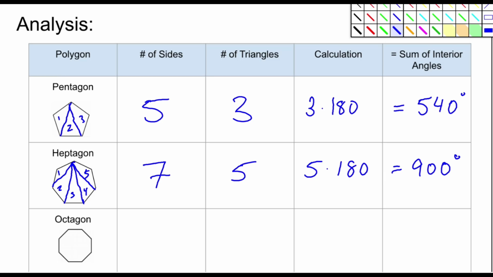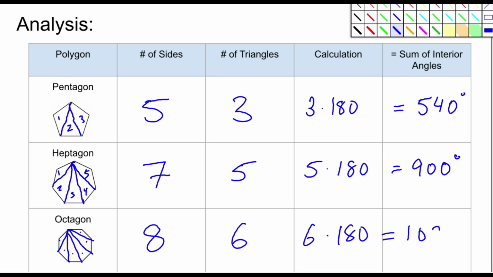All right, not too bad, right? This isn't too challenging. So octagon, how many sides does an octagon have? Think of Octomom, she had 8 kids. There we go. And we are going to have 1, 2, 3, that's 1, 2, 3, 4, 5, 6. 6 triangles. So that means our calculation would be 6 times 180. And game over. That's going to be 1080. There we go.